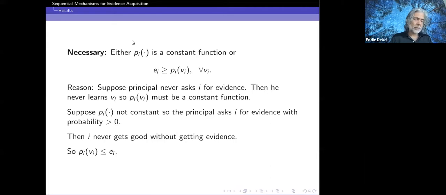Okay. This is the important condition. This one we're going to be basically ignoring because it's not the interesting case. So this is the condition that I want you to understand. If P is not constant, the principal has to be asking for evidence. I never gets the good without being asked for evidence. So the probability of getting the good for every possible value that might realize has to be less than the probability with which you ask for evidence. Or in other words, the max among these has to be less than that.